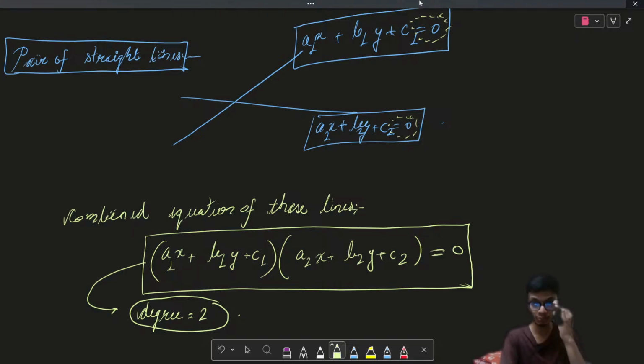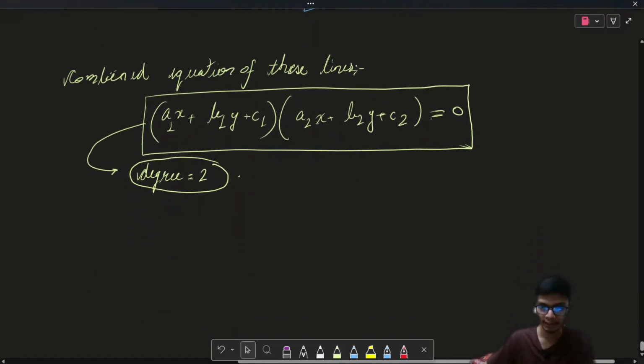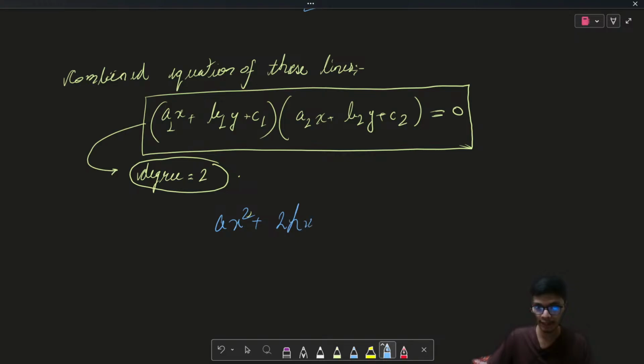If I do this multiplication, I will generally obtain some terms of second degree. If I try to represent them, it is going to look like ax squared, and then we have some coefficient of xy, that is 2hxy, plus by squared, plus 2 times, let us say, fy, or let us say fx.